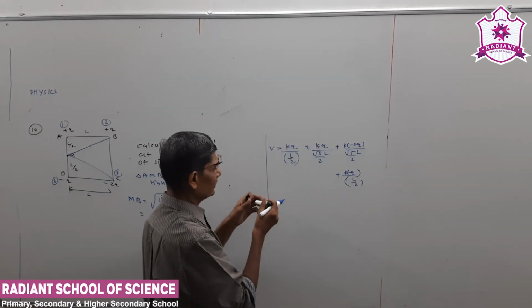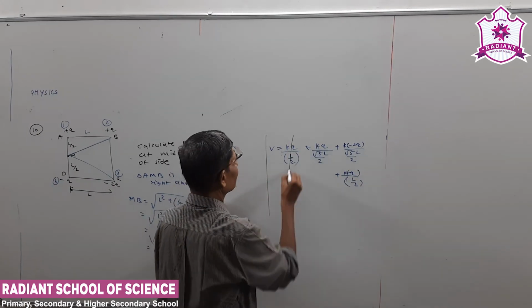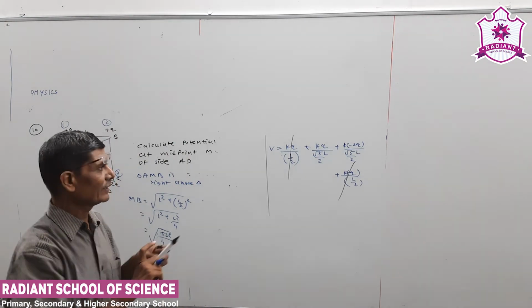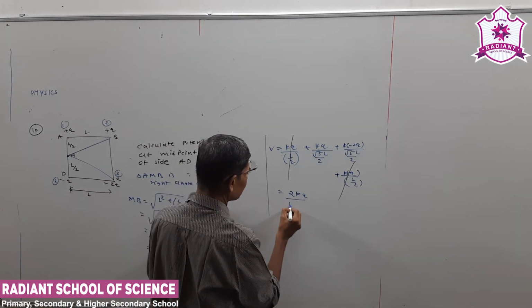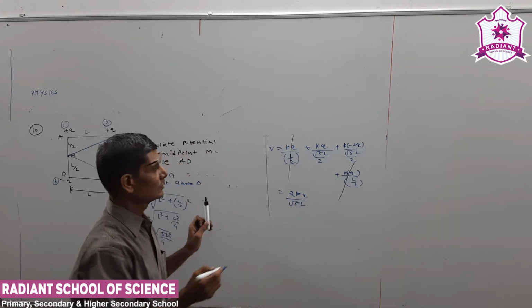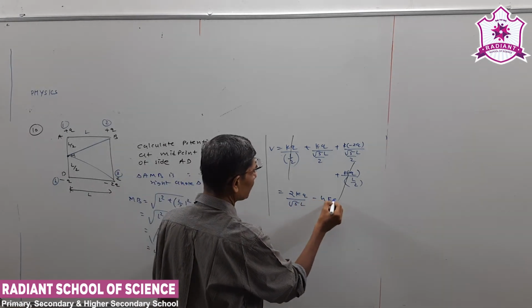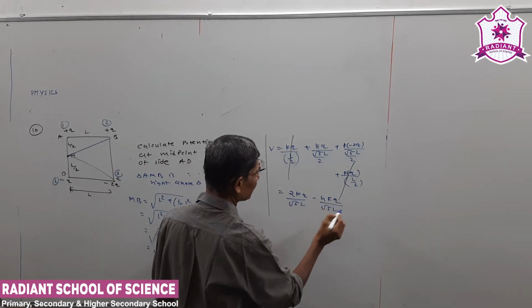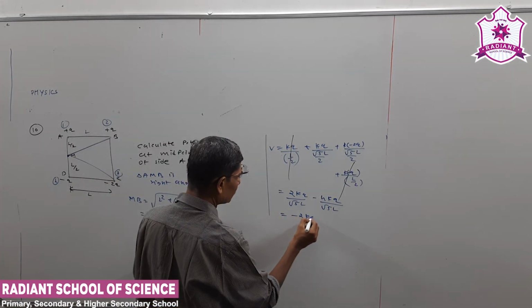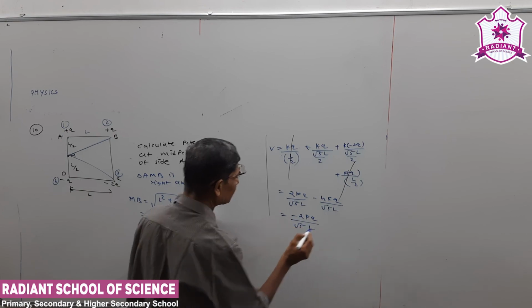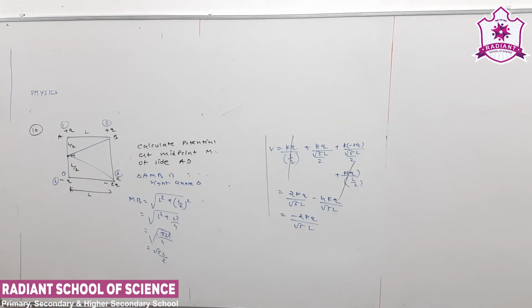So we can say these two will get cancelled. Now we have to simplify. So it will be 2kQ upon root 5 L minus 4kQ upon root 5 L. Now we can simplify: minus 2kQ upon root 5 L. Okay? So this is how we can calculate the potential.